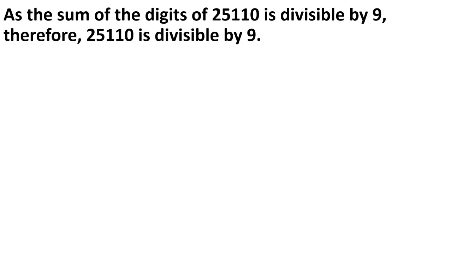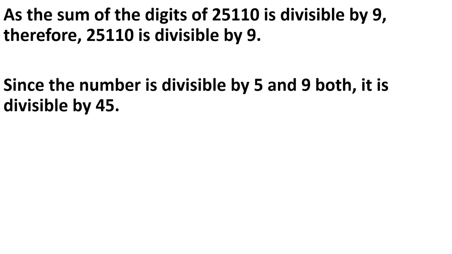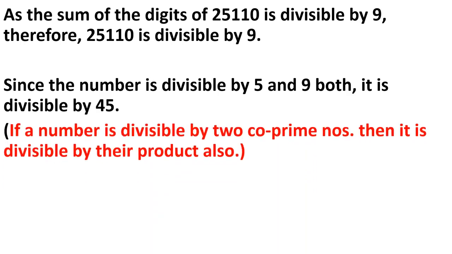Since the number is divisible by both 5 and 9 and they are co-prime numbers, it is divisible by their product, that is 5 multiplied by 9, which is 45 also. We have done this divisibility rule today only. If a number is divisible by 2 co-prime numbers, then it is divisible by their product also.